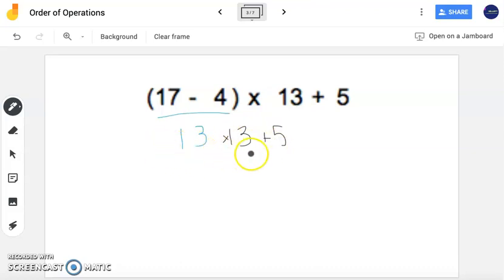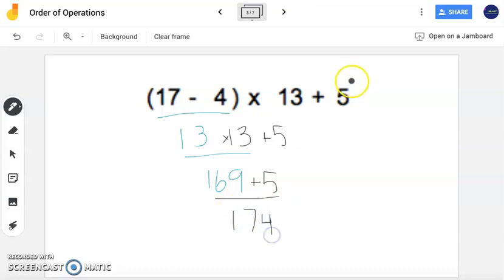Now I have multiplication and addition. Which one do I do first? If I think back to PEMDAS, multiplication does come before addition. So now 13 times 13 happens to be 169. But notice 169 is not my answer because I still did not do anything with the plus 5. So now I'm going to include plus 5. So now I have 169 plus 5, and that's my last step here. When I add that together, I'm left with 174.